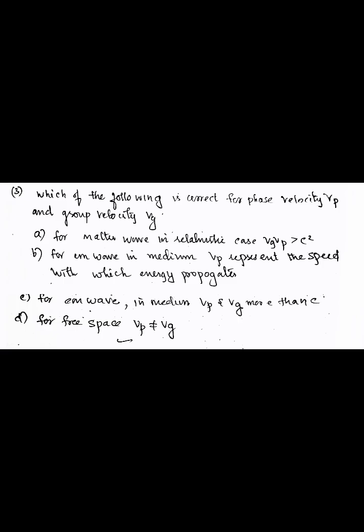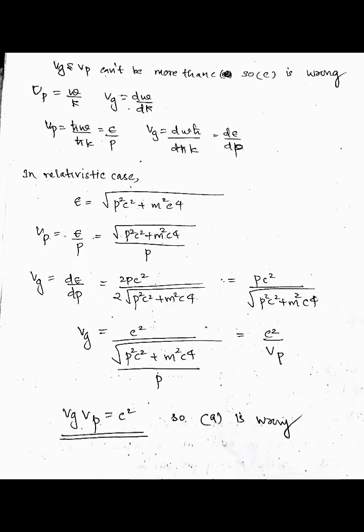The next question is, which of the following is correct for the phase velocity Vp and the group velocity Vg? In option C, it is given that Vg and Vp are greater than c, but this is not possible. So option C is wrong. And we know that Vp is equal to omega by k and Vg is equal to d omega by dk. Multiplying h cut on numerator and denominator, we can write Vp is equal to h cut omega divided by h cut k, and this is equal to E by P.